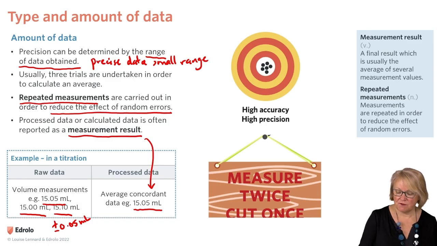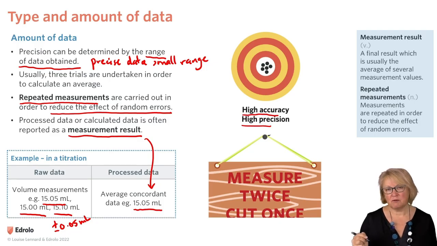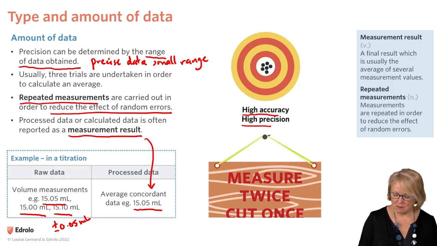So we're aiming for high accuracy and high precision. And there's a saying, if we're building something and we're cutting wood, we want to measure twice and cut once. So it's often best to take more measurements and make fewer mistakes with the cutting.